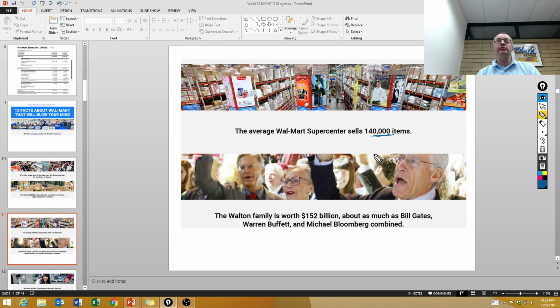140,000 types of products. The Walton family that controls Walmart is listed on the New York Stock Exchange, so you can buy shares in Walmart, but the value of the shares owned by the three remaining family members is about $152 billion, which is more than Bill Gates, Warren Buffett, and Michael Bloomberg. Michael Bloomberg is the former mayor of New York City, but he's also a big businessman.